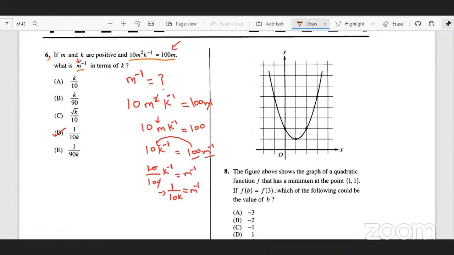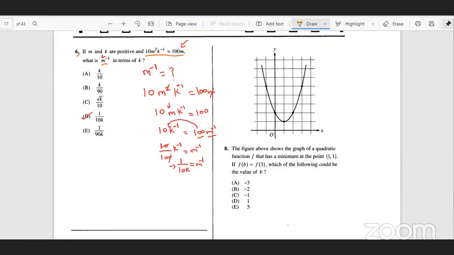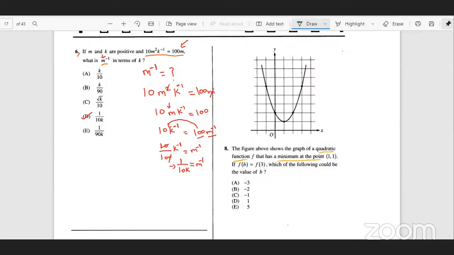Okay, I need to zoom out a bit clearly. So the figure above shows the graph of a quadratic function f that has a minimum point at (1, 1). Before reading the rest of the question, let's just talk about this graph. They are saying that this is a quadratic function's graph, which is quite obvious. It is a parabola, we know that. But here we do not know its equation.